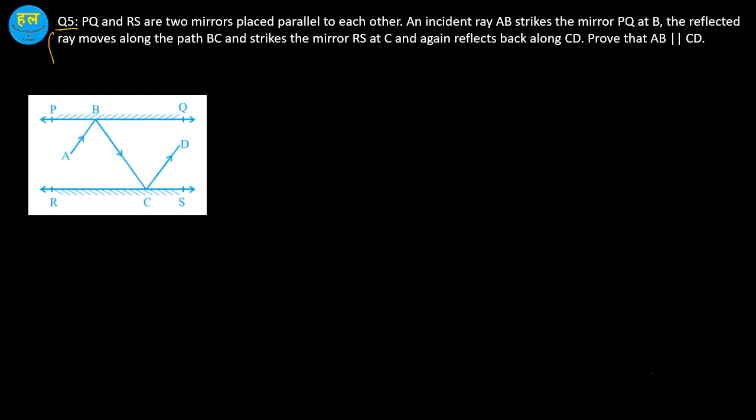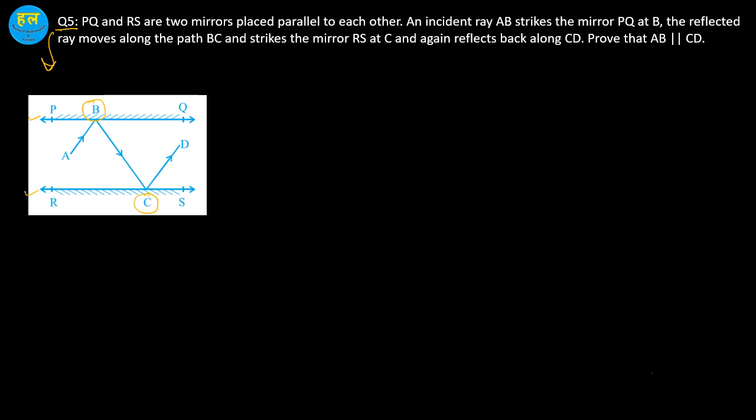Question number 5. In the figure given below, PQ and RS are two mirrors placed parallel to each other. An incident ray AB strikes the mirror PQ at B, and then the reflected ray moves along the path BC and strikes the mirror RS at C, and again reflects back along CD. Prove AB parallel to CD.